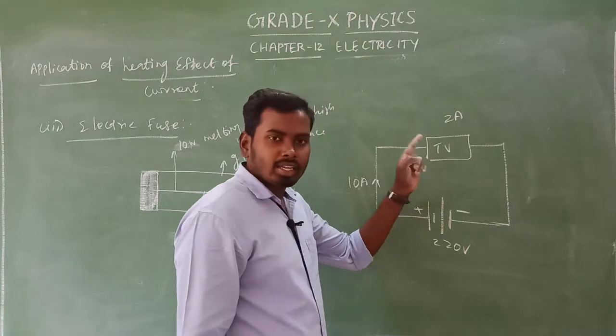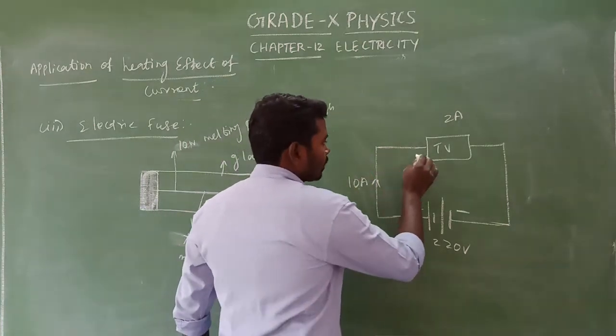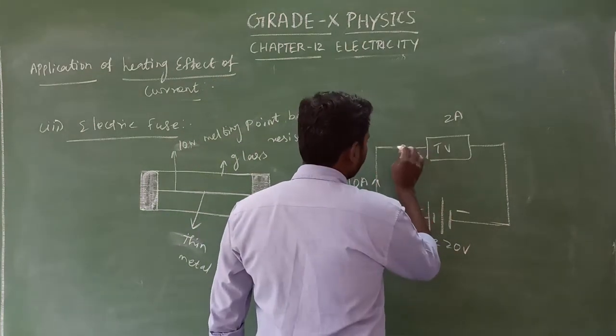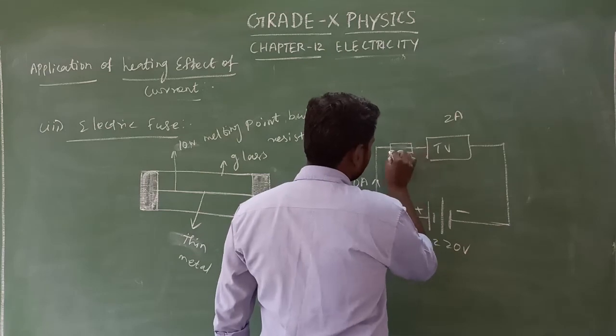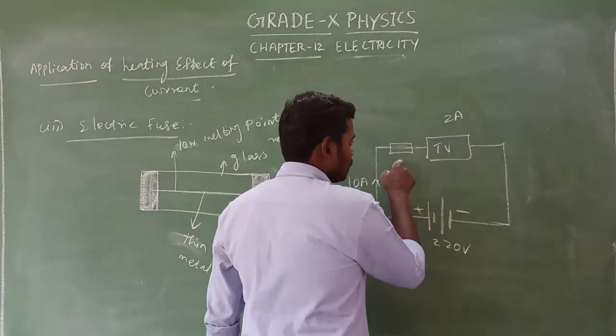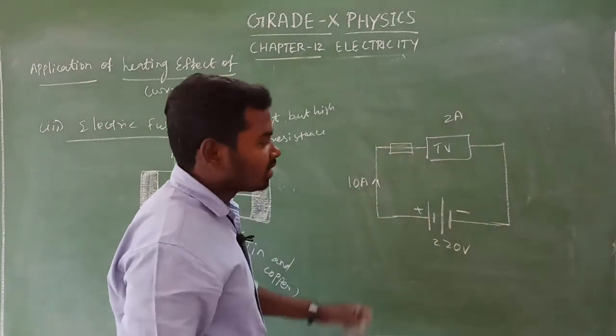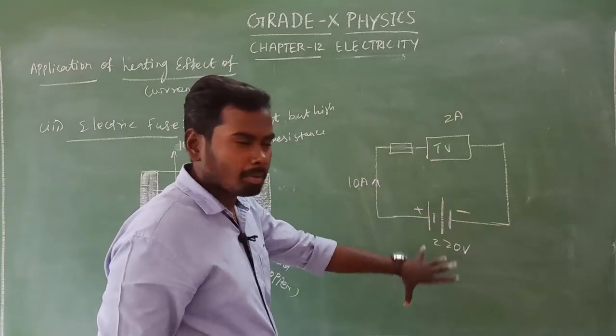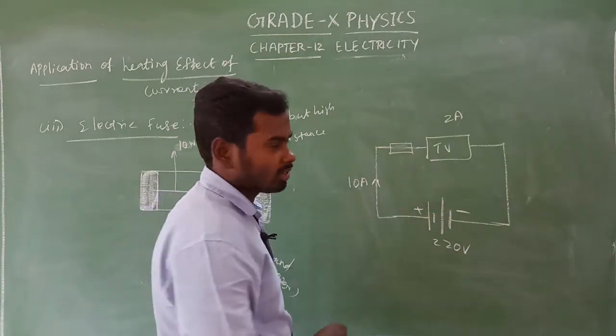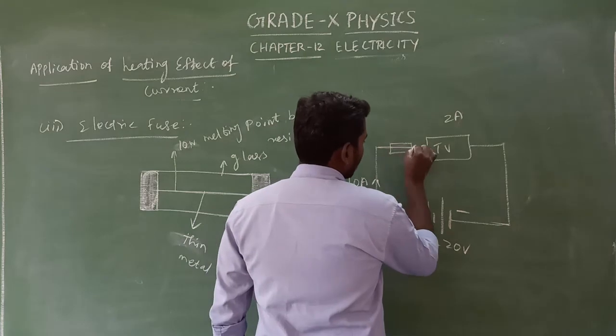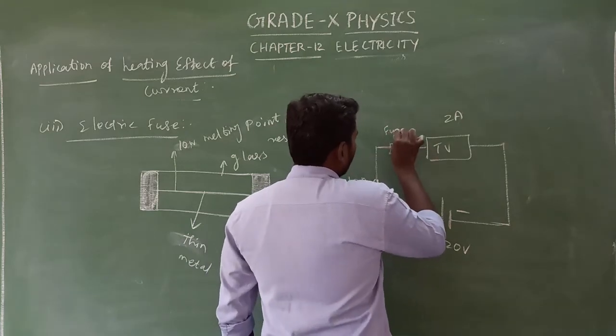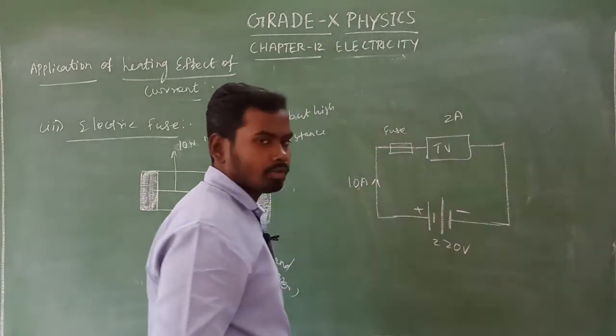Here the TV requires just 2 ampere current. Here we put a fuse. This is for an example. Actually, a fuse is never outside of the circuit. That will be inside the appliances. For example, I am going to draw like this. Consider this is a fuse. Here we connected the fuse.